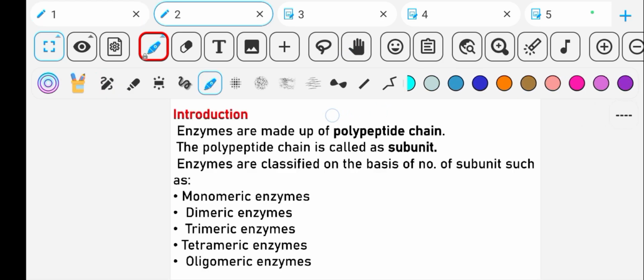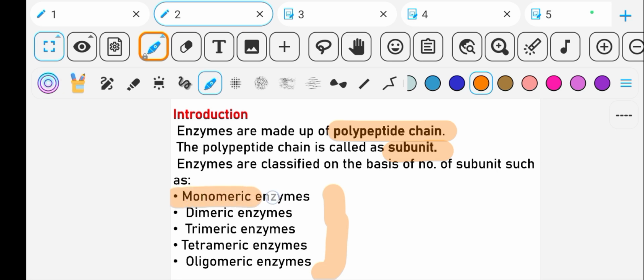So, as we know, enzymes are made up of polypeptide chains, and each polypeptide chain is called a subunit, right? Based on the number of subunits, enzymes are classified as monomeric, dimeric, trimeric, tetrameric, and oligomeric enzymes. So, these were all the enzymes. Among all these enzymes, we will go into detail on monomeric and oligomeric enzymes.